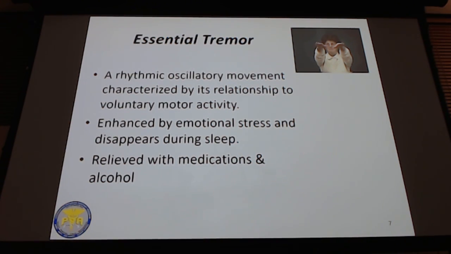All right, so we were classifying our tremors, and then again, a little bit with essential tremor. We're going to talk about this more in depth a little bit later, but it is a rhythmic oscillation movement characterized by its relationship to voluntary motor activity, enhanced by emotional stress, and relieved with medications and alcohol. So you're not going to hear many things in medicine that get better with alcohol. Small quantities of alcohol make essential tremors disappear.